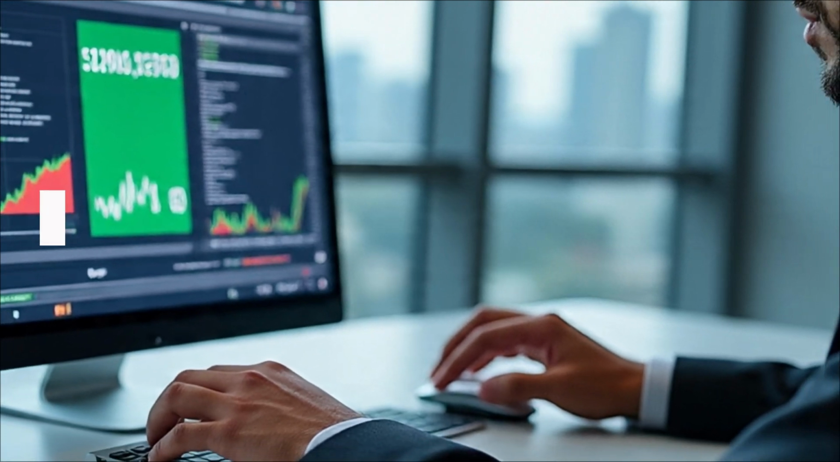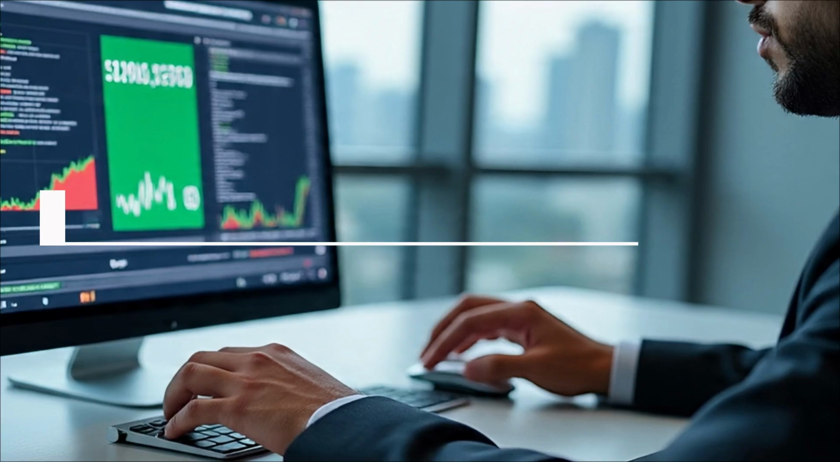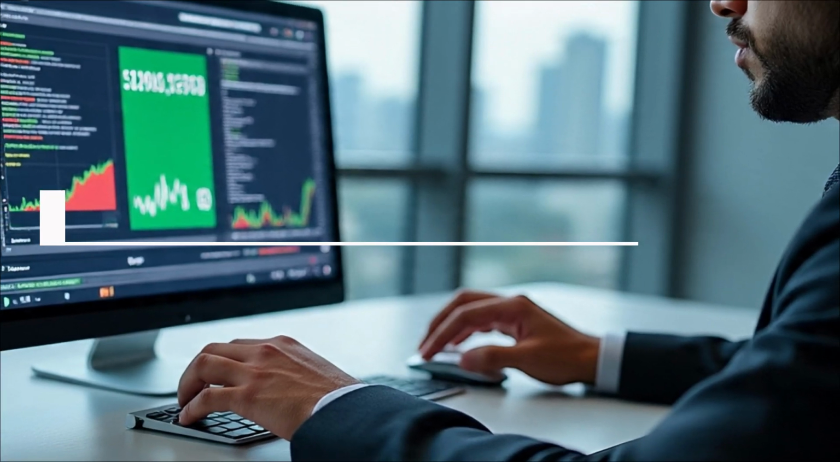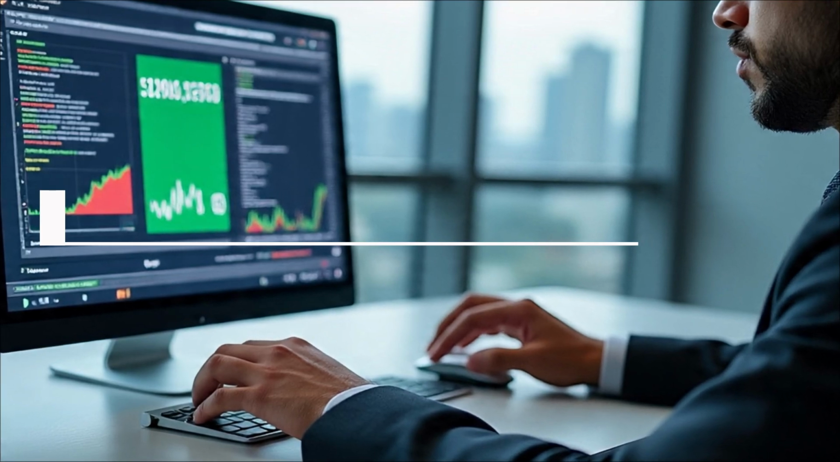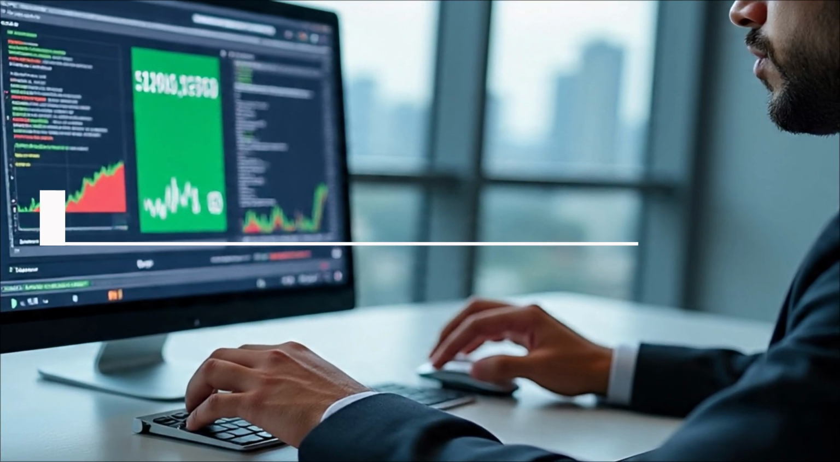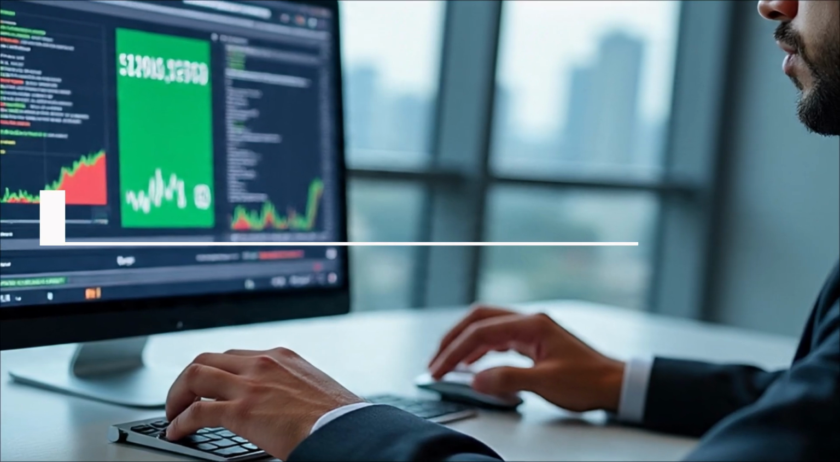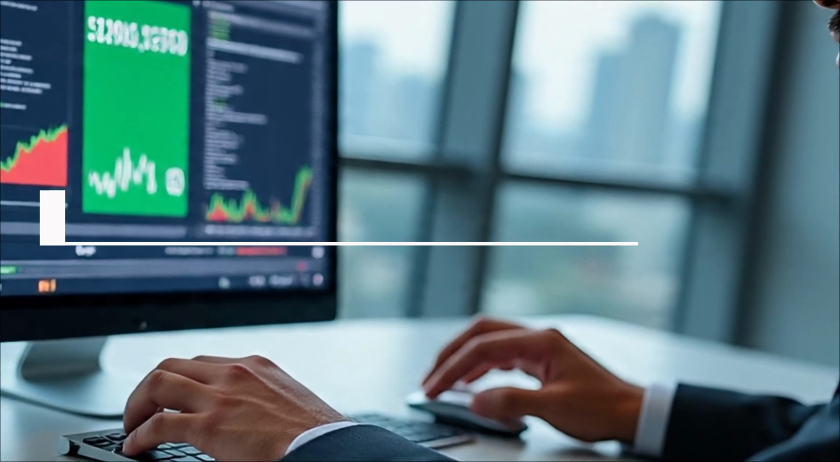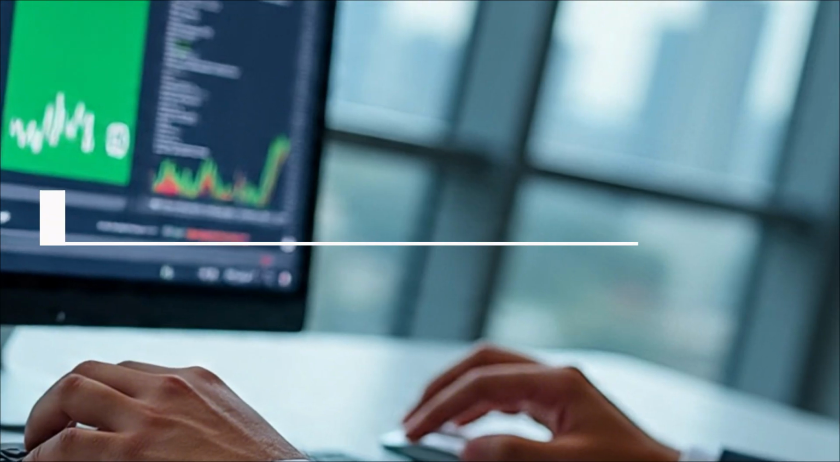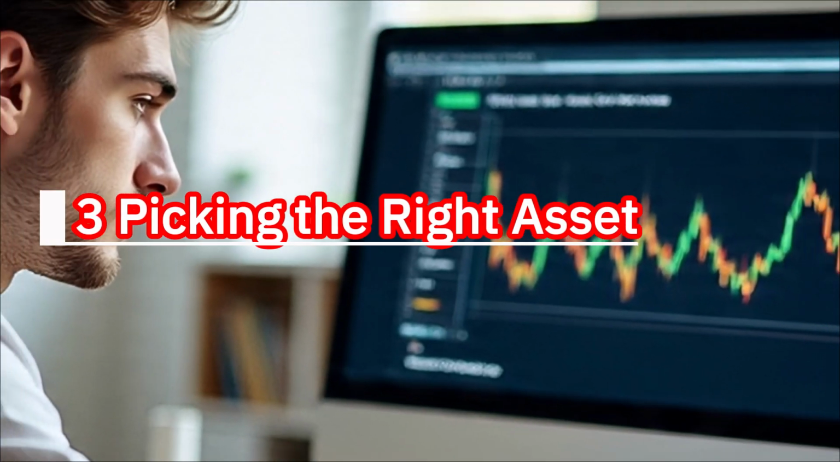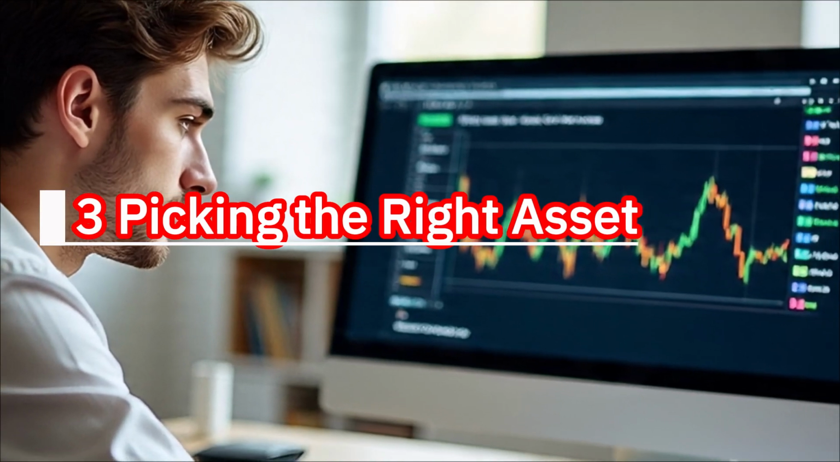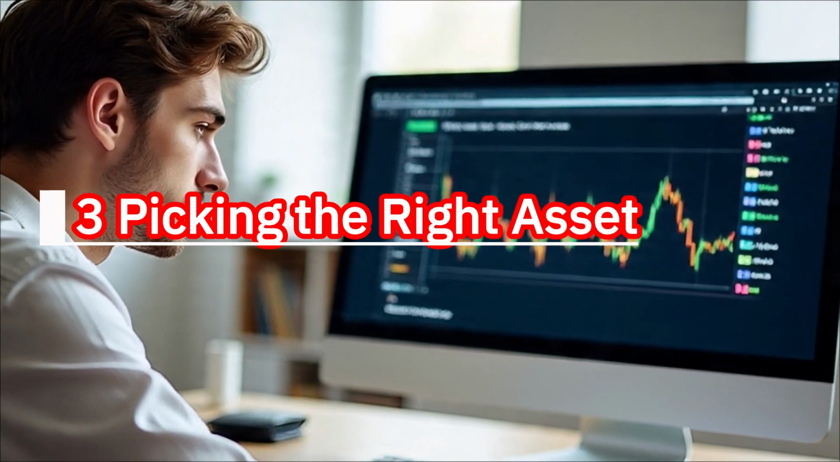Part 3. Picking the right asset. So how do we know which asset is right for DCA? I've got a couple of easy techniques to share. The first way is called top-down analysis. This means looking at the big picture first. Start by asking yourself, where will this industry be in 10 years? For example, the tech industry, AI, or clean energy will likely continue to grow for a long time, but industries like coal or newspapers might not be the best choice.